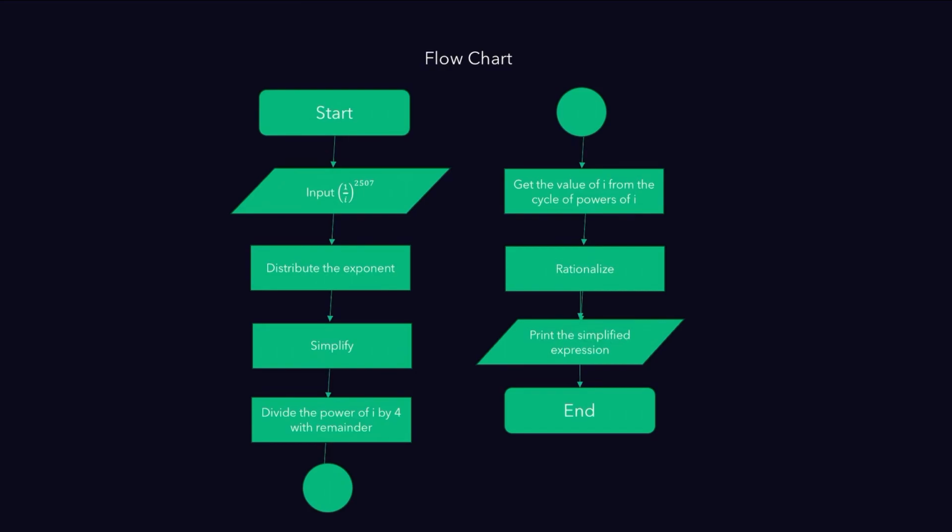And now to use the flowchart. We firstly input the quantity of 1 over i raised to 2507. Then we distribute the exponent. Then we simplify. Then we divide the power of i by 4 with remainder. Then we get the value of i from the cycle of powers of i. Then we rationalize. Then we print the simplified expression.